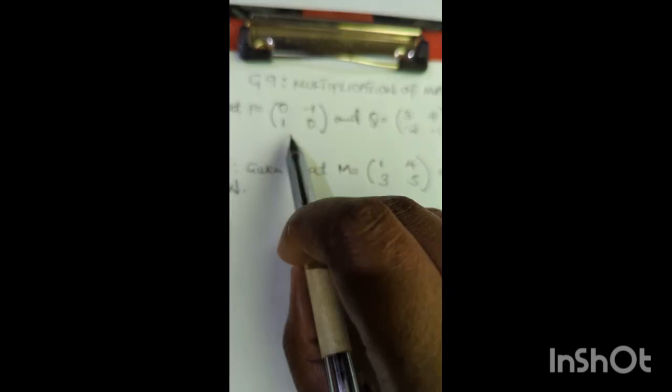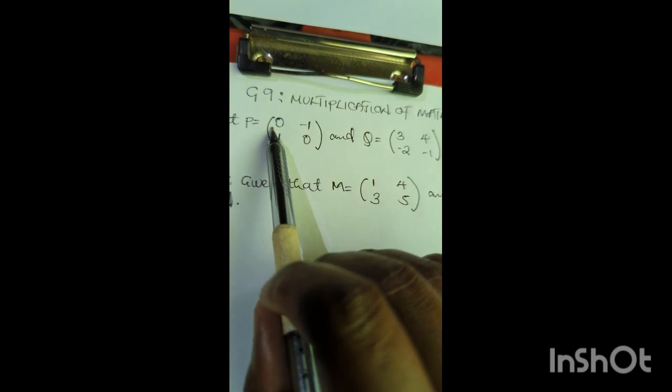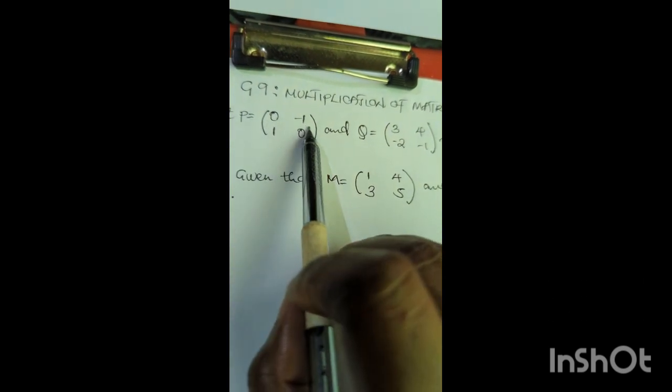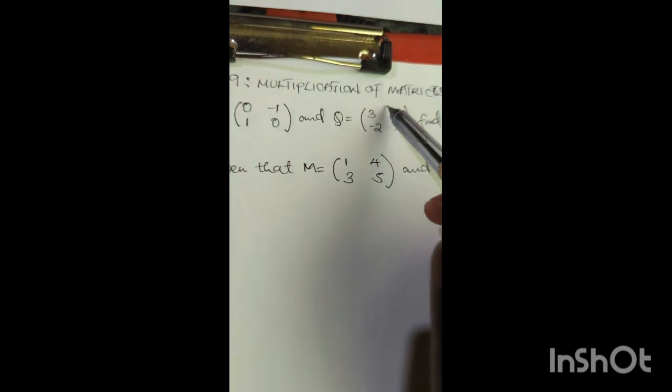To multiply a 2 by 2 matrix, you divide the first matrix into rows. You have two matrices, like for question 1 you have matrix P and matrix Q. For matrix P, I'll divide it into rows, like that. Just draw a small dotted line with a pencil. Then for matrix Q, I'll divide it into columns. Then you multiply row by column.